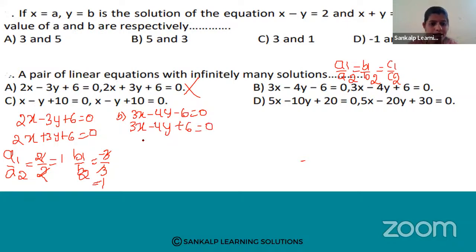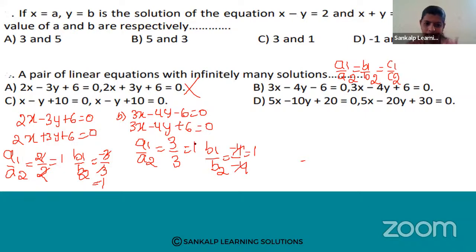So again, compare a1 divided by a2, that is 3 divided by 3, you will get 1. b1 divided by b2, b1 value is minus 4 and b2 value is minus 4. What you will get? 1. Here a1 divided by a2 is equal to b1 divided by b2. Yes, correct. Next check c1 divided by c2. When you calculate c1 divided by c2 also, you must get the same answer. So then only it is correct. c1 divided by c2. c1 value is minus 6, c2 value is plus 6, right? So what you will get finally?